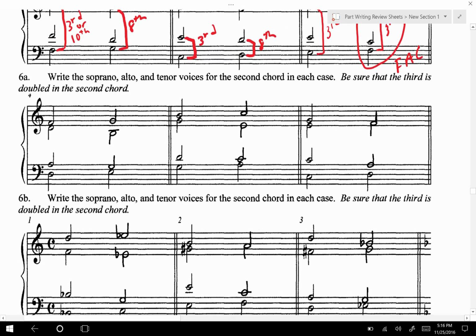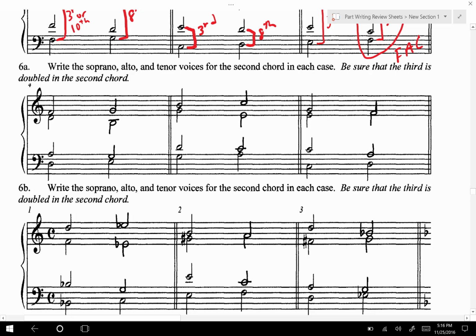Let's go on to 6A. Write the soprano, alto, and tenor voices for the second chord in each case. Be sure that the third is doubled in the second chord. Let's write our triads in. DFA, EGB, GBD, ACE, CEG, DFA.